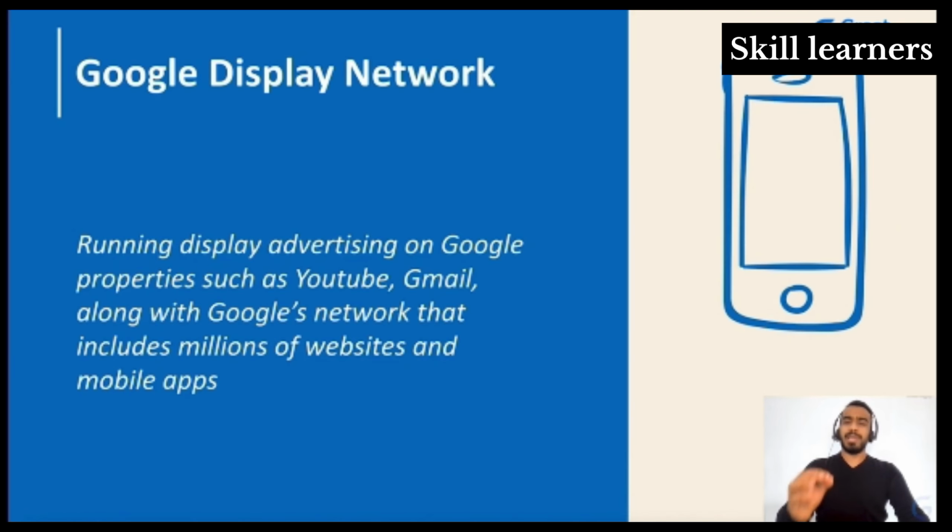So, Google Display Network is Google's network of websites and apps that includes millions of websites and apps that you use on a daily basis. But it's not just limited to that. It also includes Google's own properties, that is, YouTube, Gmail, and other properties within its network. So, how does Google actually go about using the Google Display Network? How does it have millions of websites and apps within its whole network?